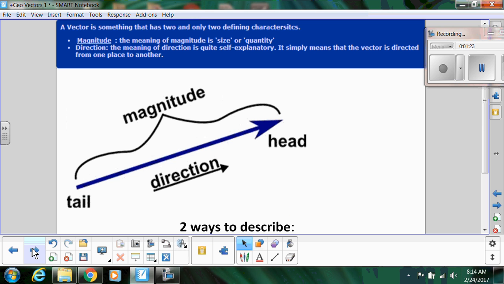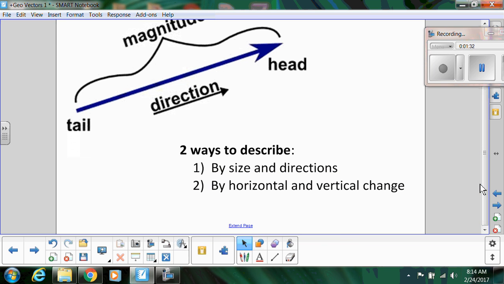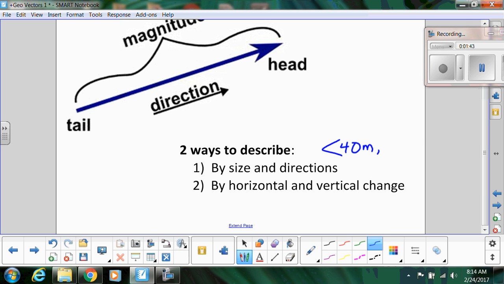So then there are two ways we can describe a vector. We can indicate the magnitude and direction in two different ways. We can do it by size and direction. That would be like if I gave you the size, let's say it was 40 meters, and then I gave you an angle of 180 degrees. That's one way to write that. And notice that I'm using these pointy brackets. Vectors always have these pointy brackets, just so we don't get them confused with coordinate points.